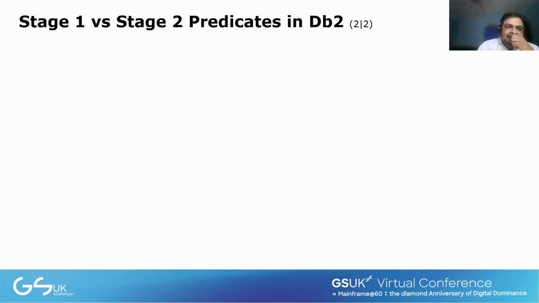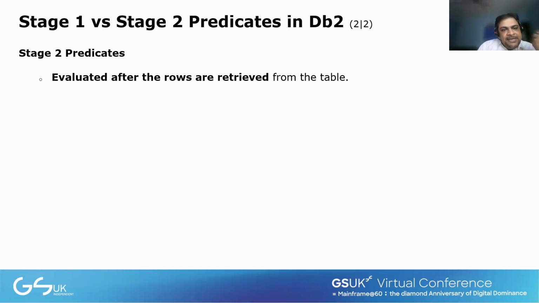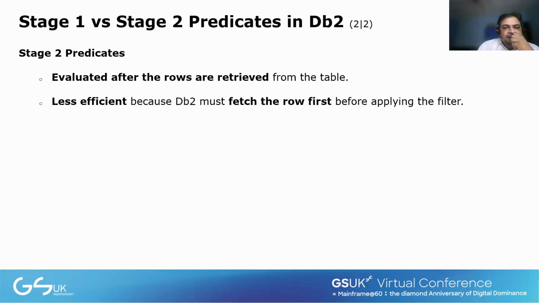Stage 2 predicates are evaluated later in the process. It is not efficient because the predicates will be applied once the data has been fetched, and then the filters will be applied. So it is later in the stage, which is not good. It creates an overhead on the processing. So it will lengthen the time of your SQL execution.